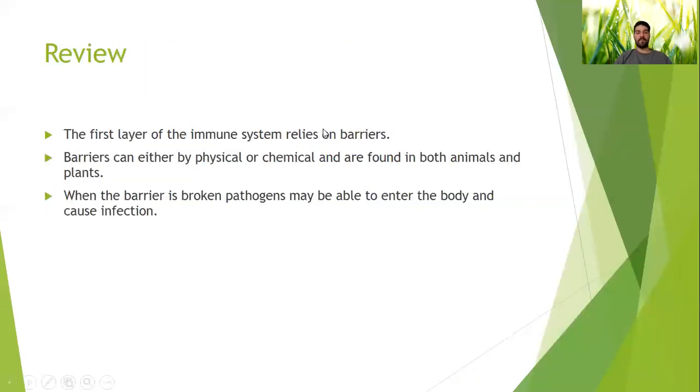So in review, the first layer really just relies on barriers, and they're either physical or chemical, and they're both found in animals and plants. But when that barrier is broken, then we start looking at how our body then reacts. And we know for plants, they don't have quite as good a system because they don't have that immune system like we do.